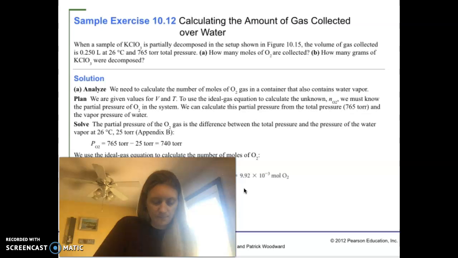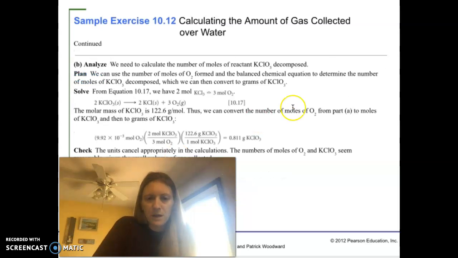Very few. B, how many grams of KClO3 were decomposed? So if we know how many moles of oxygen we have, we can write a balanced equation. We're going to take KClO3 and decompose it into KCl plus O2. When you balance that equation, you get 2 moles of KClO3 decomposing into 2 moles of KCl plus 3 moles of O2. So we can take our moles of oxygen that we just calculated, which was 9.92 times 10 to the negative 3 moles of oxygen.